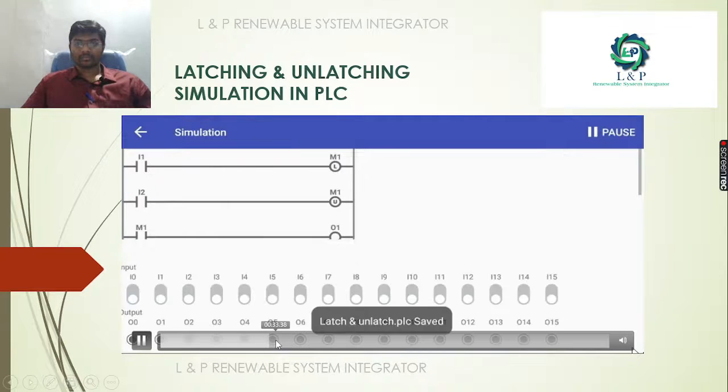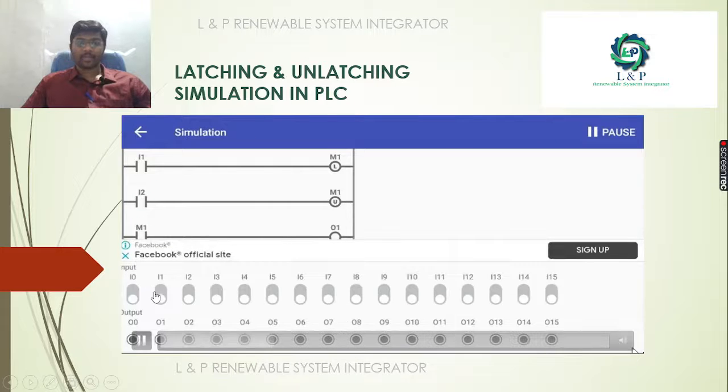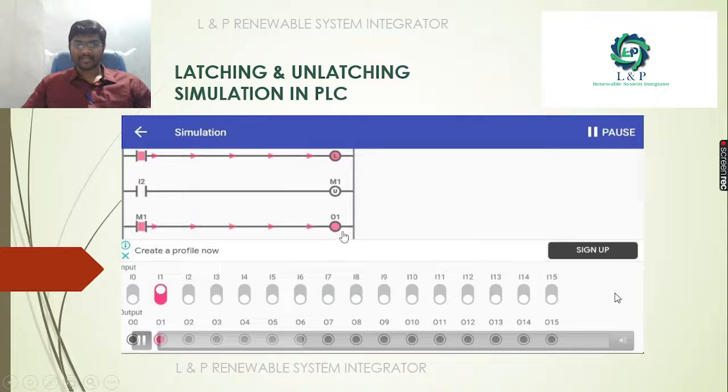Now we simulate this program. We have enabled the simulation. Now we enable the input switch I1. Immediately it got latched, and because of this latching, the output is on. We are having an output.